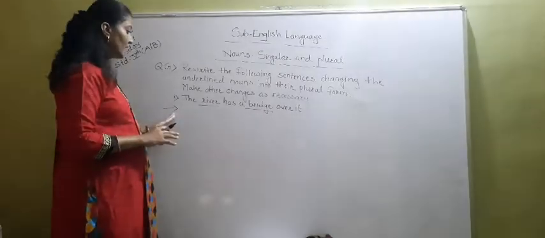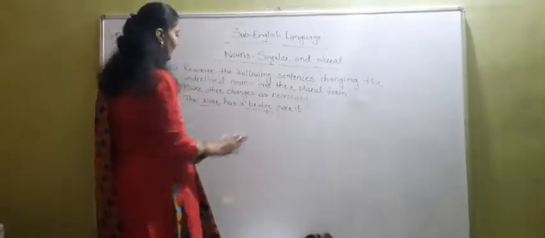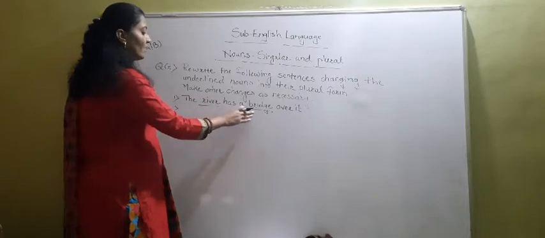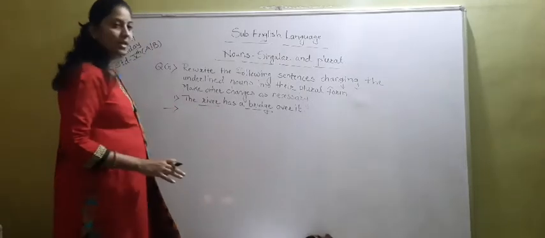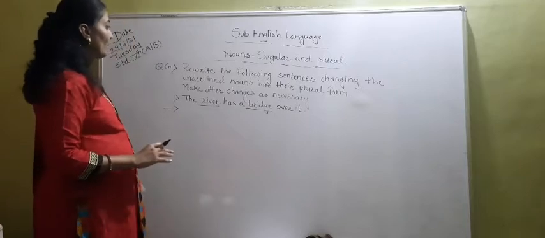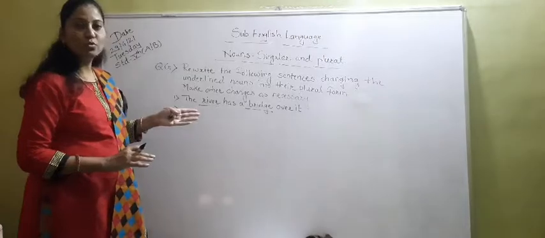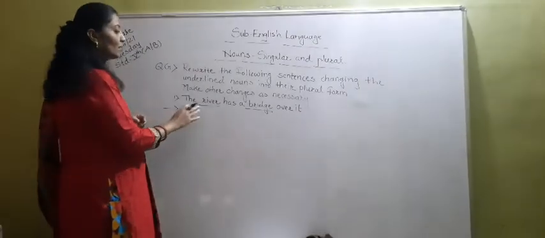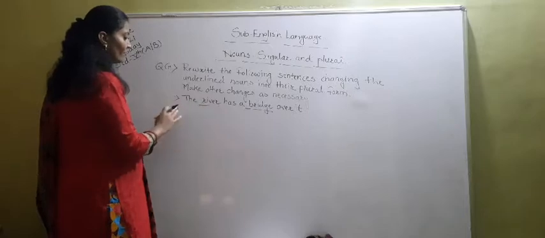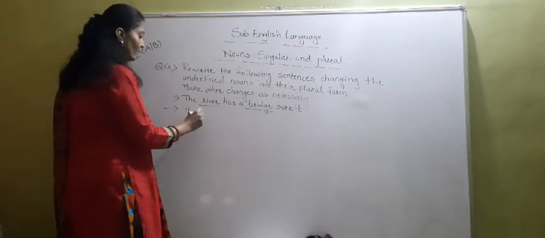Now look at the first sentence. The river has a bridge over it. The words that are underlined are the river and a bridge. These two words are underlined here. Now, we have to write it in a plural form. So, what will we do? The river will become the rivers. We will write here the rivers.